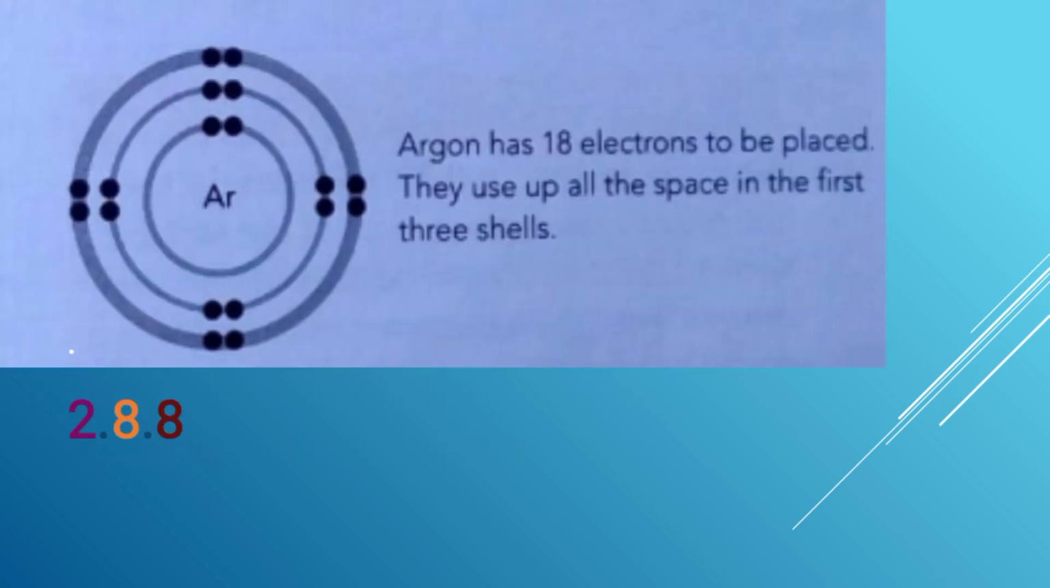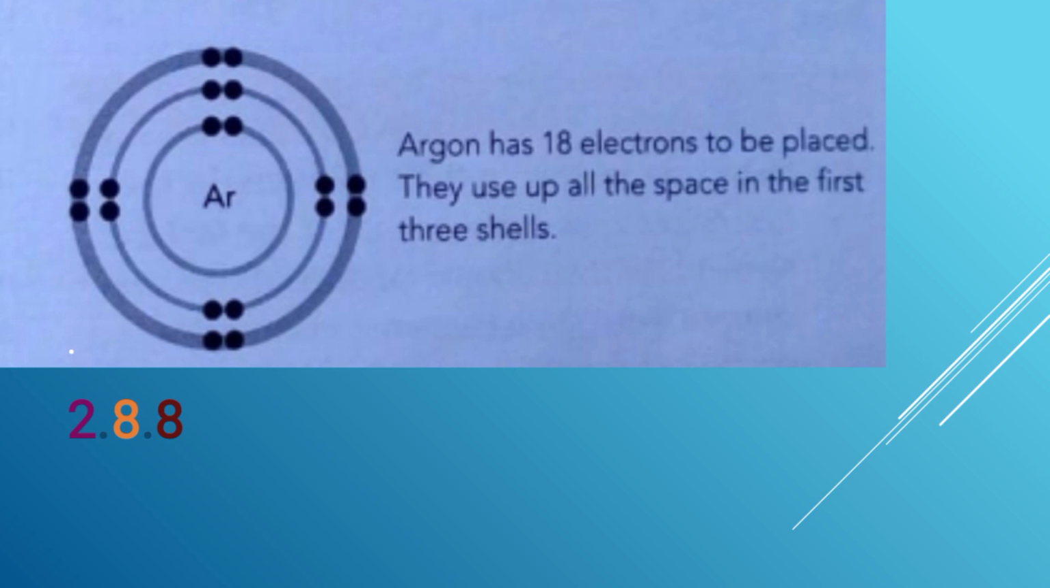We also have an example here, argon. Argon has 18 electrons, so we are sharing 18 electrons. How are we going to do that? The first shell, as always, must contain a maximum of 2 electrons. That's why we have a 2 there, which is in purple.